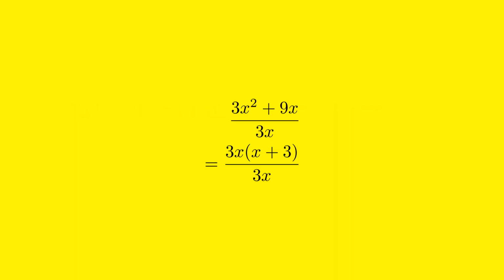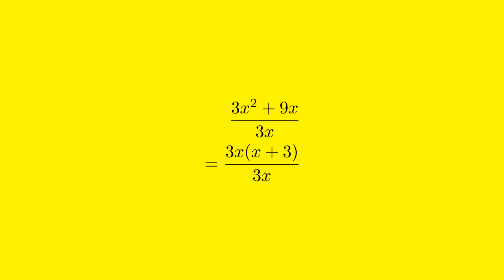To begin solving the problem of reducing the rational expression to its lowest terms for 3x squared plus 9x divided by 3x, the first step is to factor the numerator. The numerator is 3x squared plus 9x. We need to identify the common factors in the numerator. In this case, both terms include the factor 3 and the variable x. We can factor out 3x from both terms in the numerator.